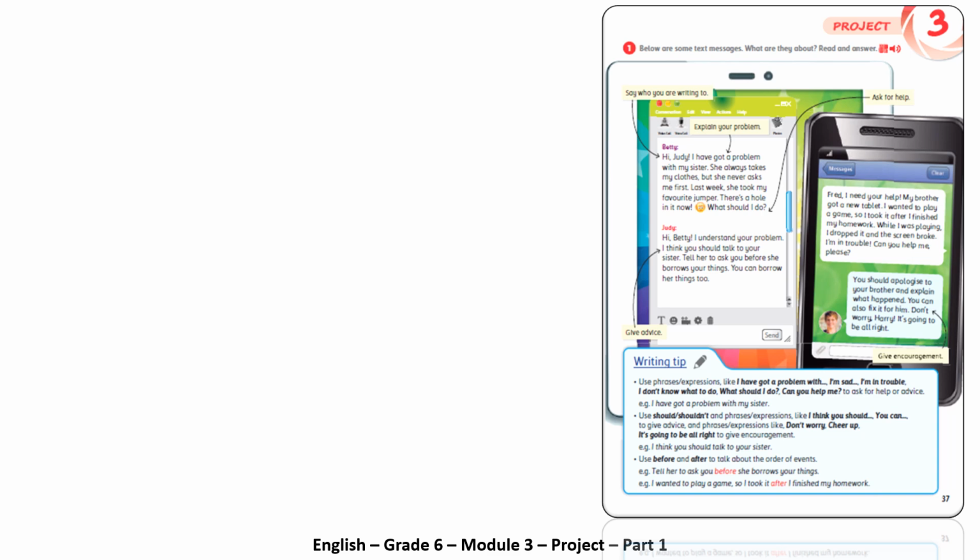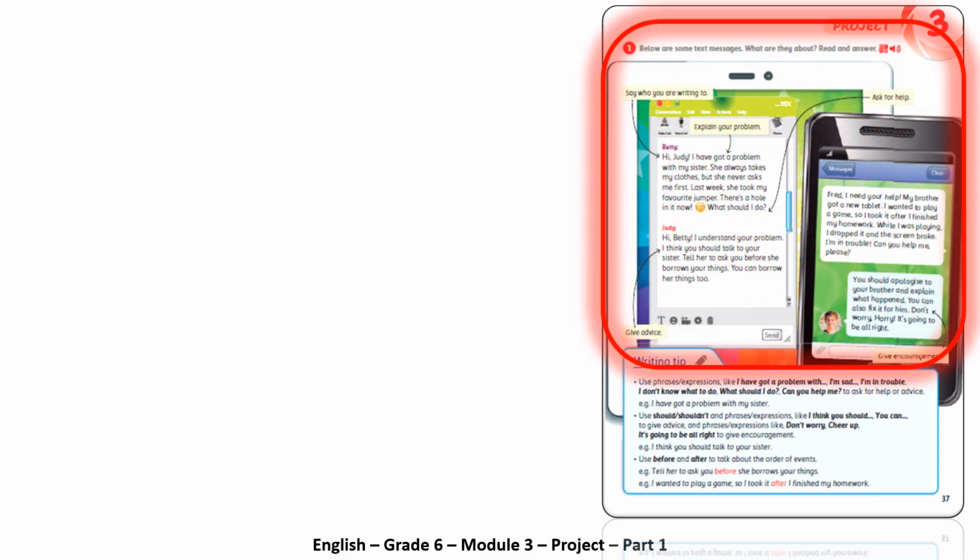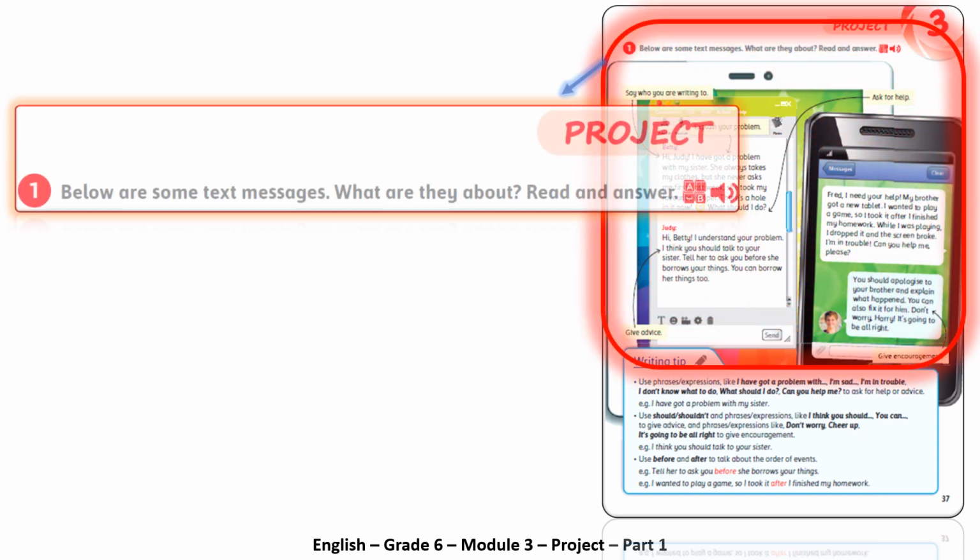Look at this exercise. Exercise 1, and let's read the instructions together. Below are some text messages. What are they about? So this is the question that we need to answer. What are they about?